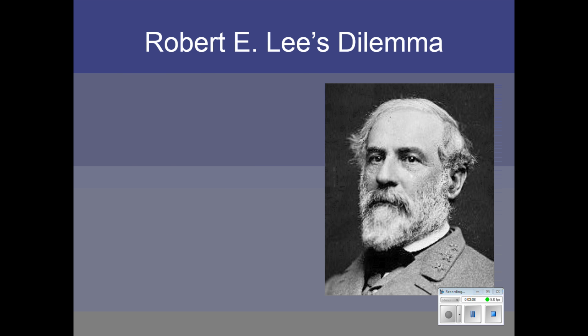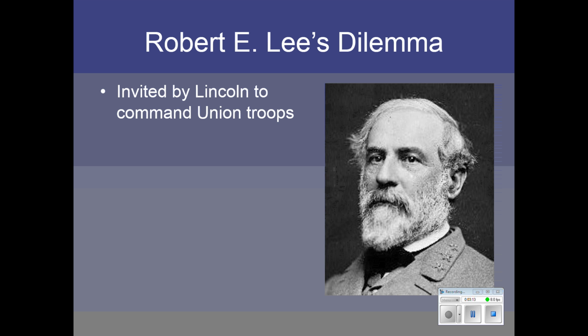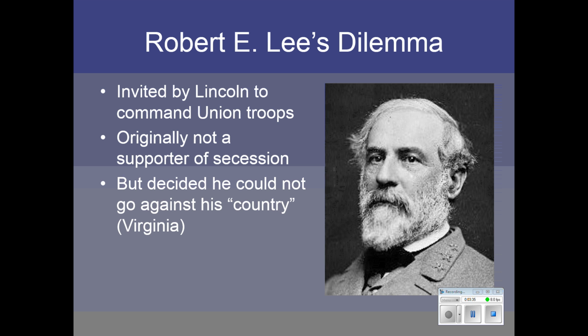The situation that Robert E. Lee faced in the beginning of the war is very interesting. He was invited by Lincoln to command Union troops. Everybody knew that he was an extremely talented general. And originally, too, Lee was not a big supporter of secession. He wasn't one of the more radical Southerners, but he decided that he could not go against his country. That's the word that he used. But by country, he meant Virginia.